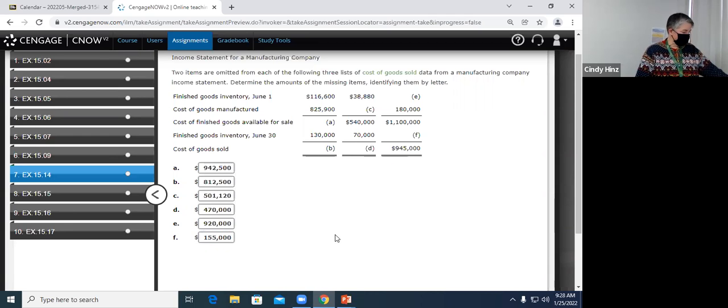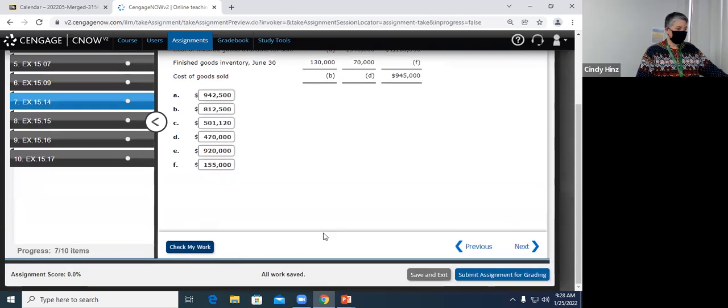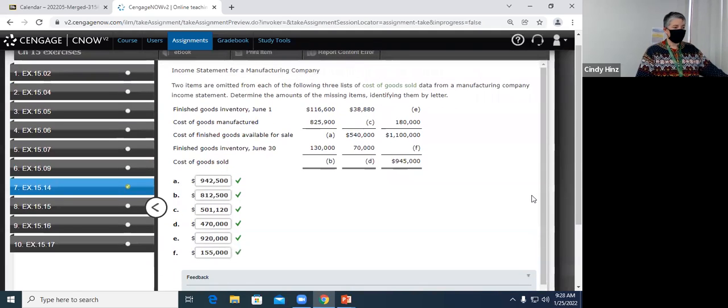And once you have those two, use the check my work button. Make sure you have all green check marks. Got 10% for that exercise, and we'll be ready to move on.